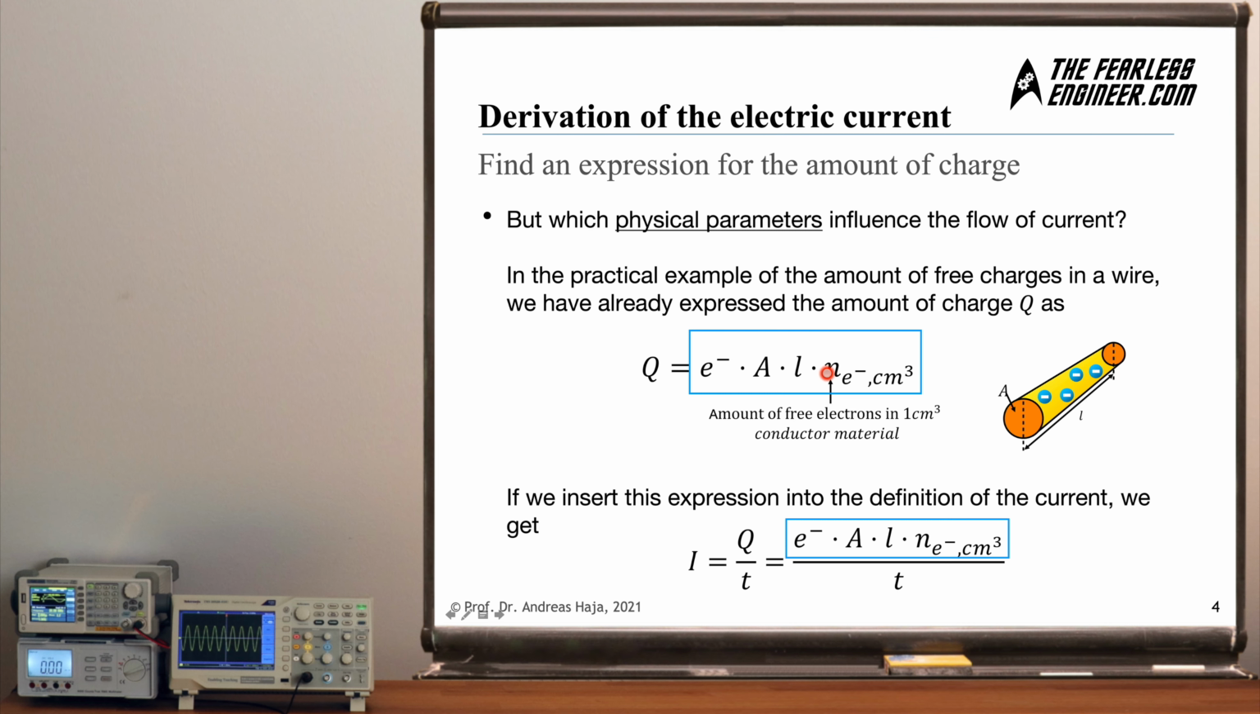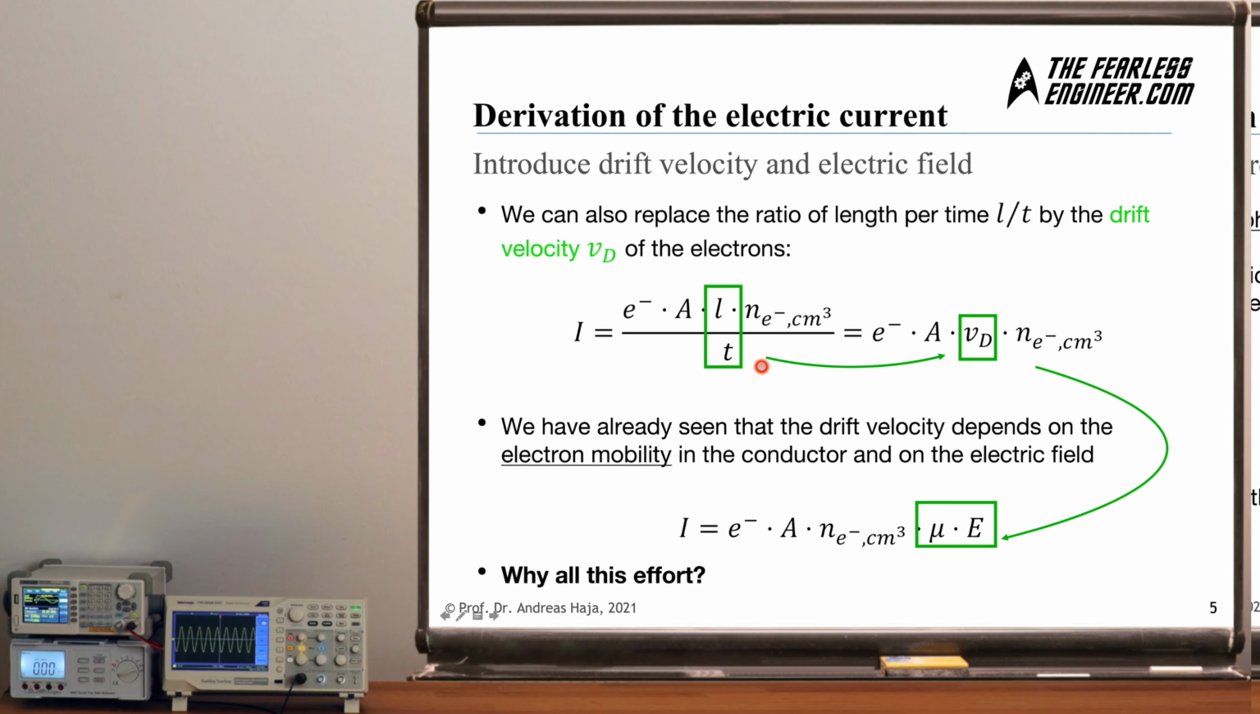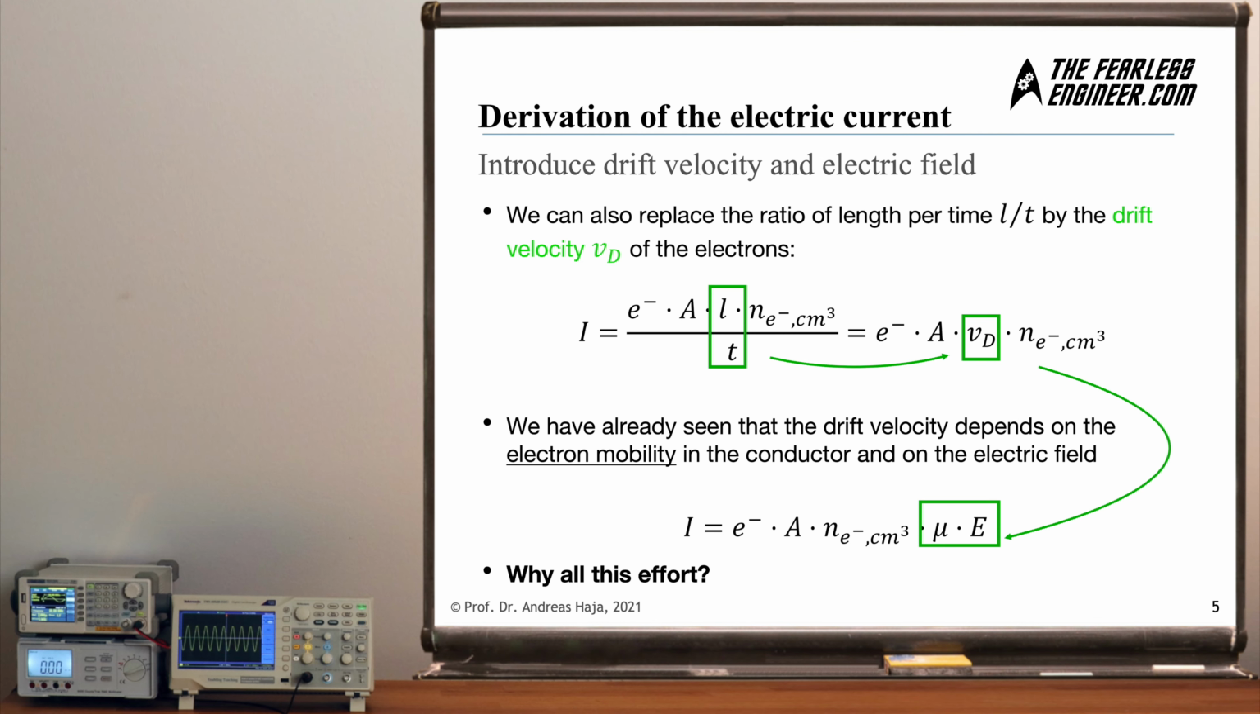Now if we take this expression here, Q, and if we insert it into the definition of the electric current, we get this expression here, which is not anything more complicated than the previous one. We simply take the ratio of Q divided by t, insert this equation here in the numerator, and divide it by t. That's basically all we are doing on this slide here. And next we want to discuss the concept of drift velocity and the electric field and introduce these parameters into the equation which we have so far.